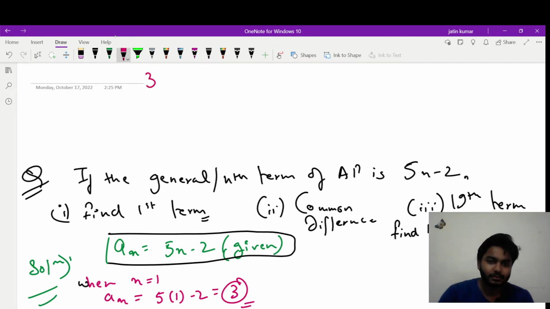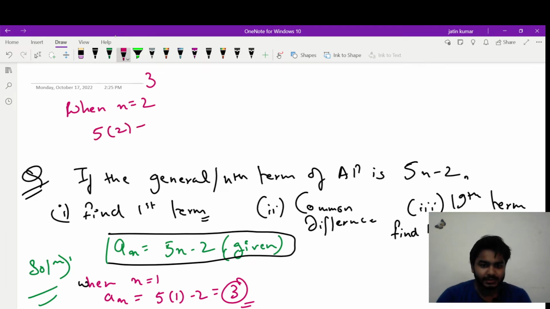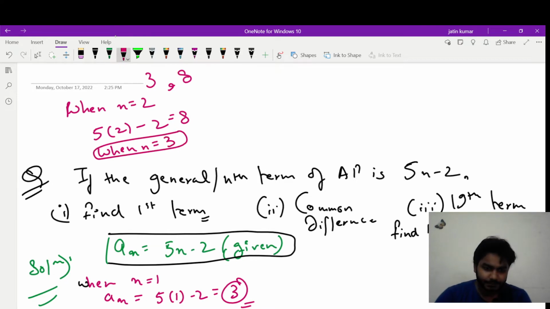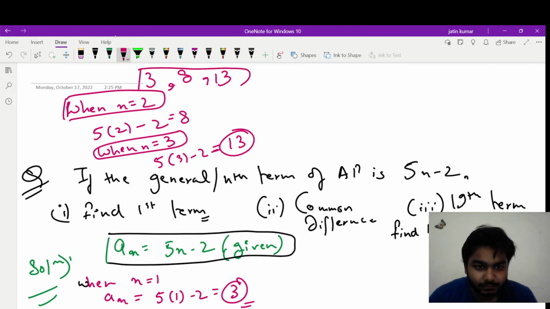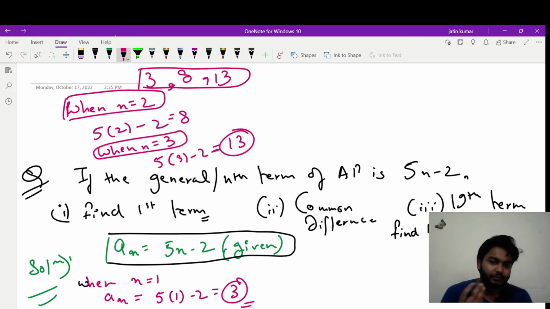So if you find the first 3 terms of an AP, put n as 2. When n is 2, then the second term will be 5 into 2 minus 2, 10 minus 2, the second term will be 8. And for the third term, when n is 3, 5 into 3 minus 2, 15 minus 2 will be 13, so the third term will be 13. So you are getting an AP, because the first term is 3, second term is 8, third term is 13, and so on.